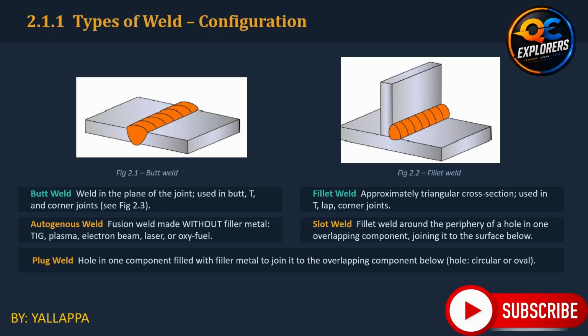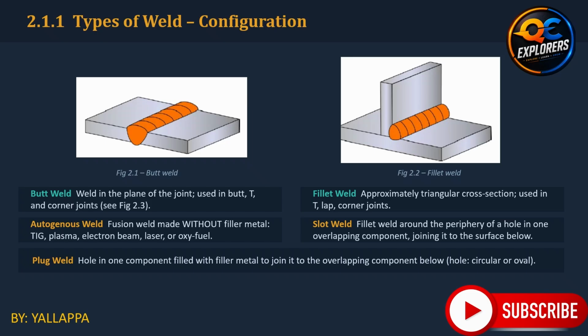Next, consider the autogenous weld. An autogenous weld is a fusion weld made without adding filler metal. The material that forms the weld comes from the parent materials themselves. This can occur in processes such as TIG, plasma, electron beam, laser, or oxy-fuel welding when no filler is introduced.